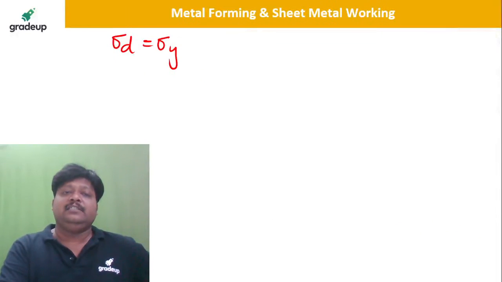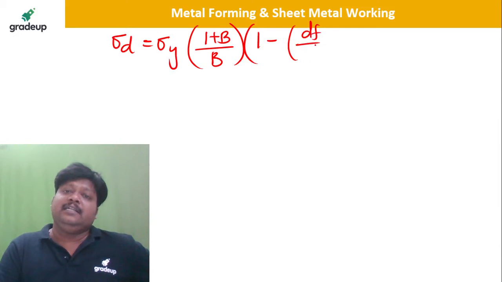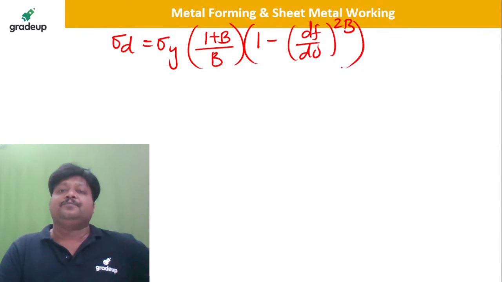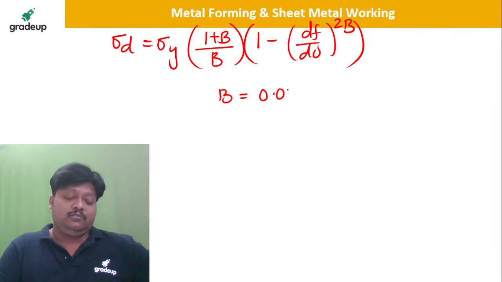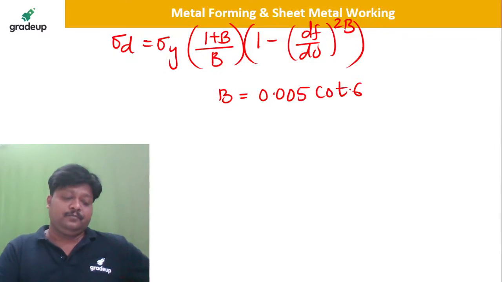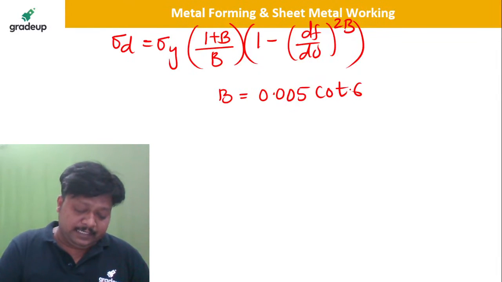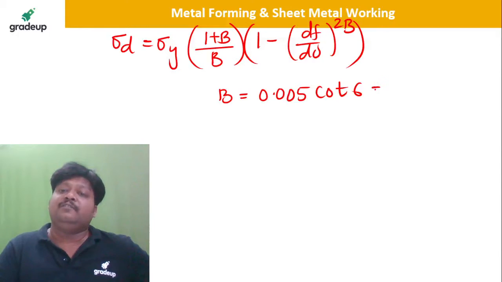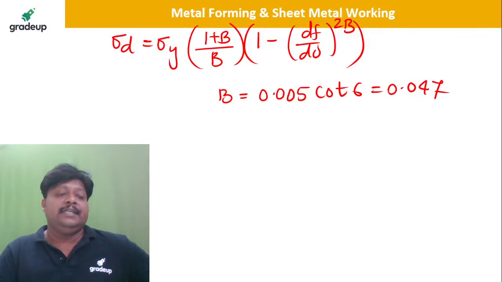Now do the calculations. Sigma d is equal to sigma y into bracket 1 plus b upon b, into bracket 1 minus d final divided by d original to the power 2b. You know this. So how much did b come? Mu is 0.005, which is very small. Mu into cot of 6, so 0.005 divided by tan of 6. B came 0.047.